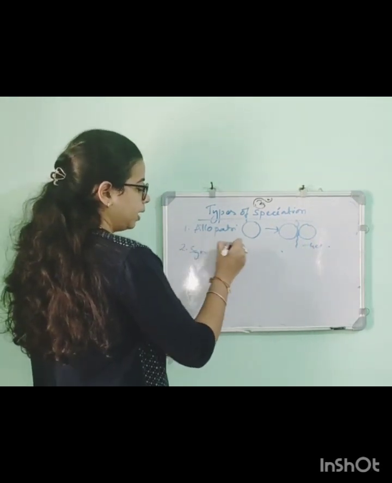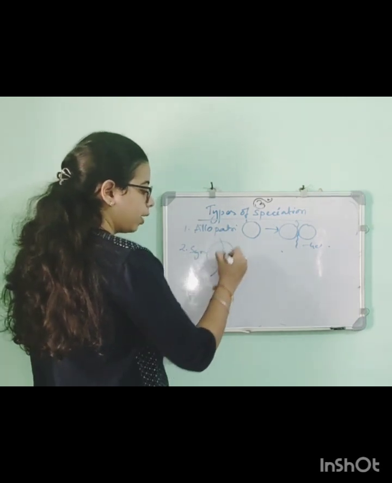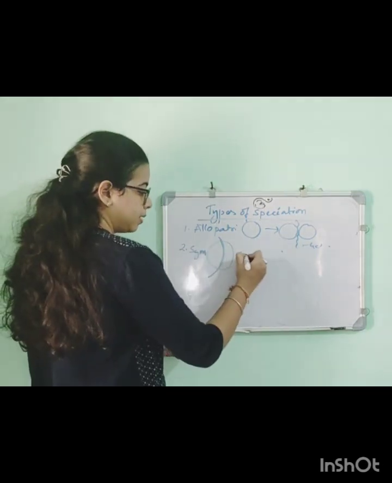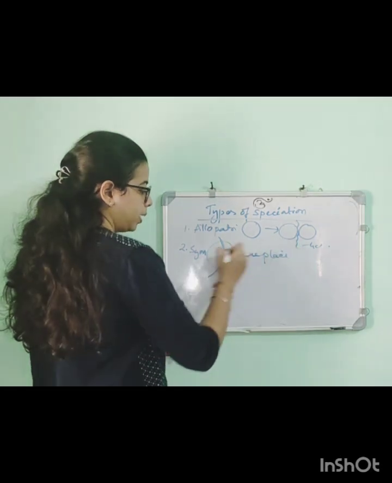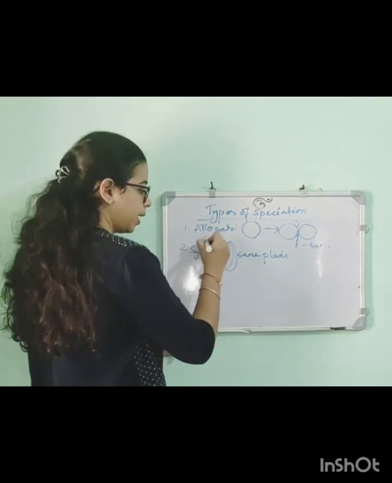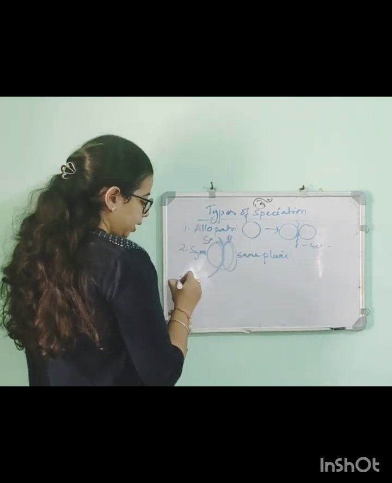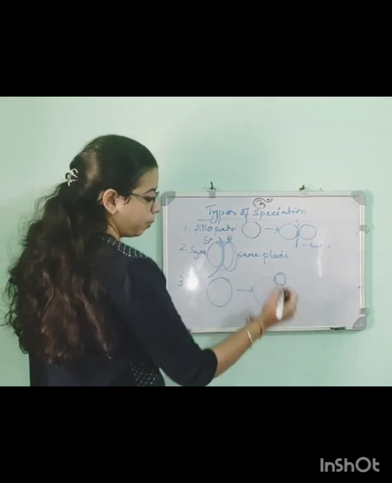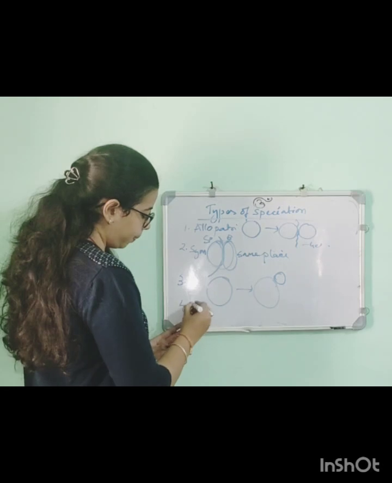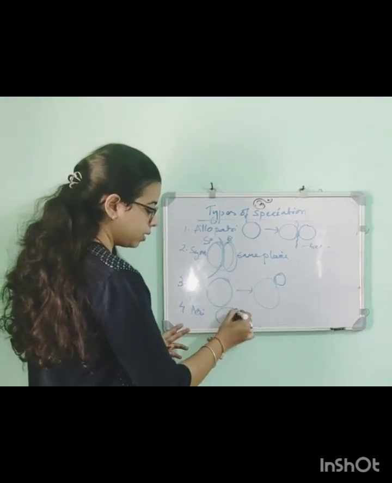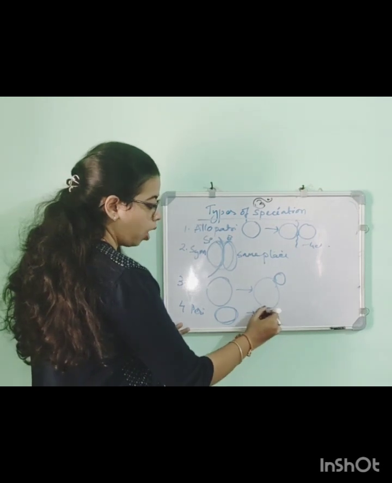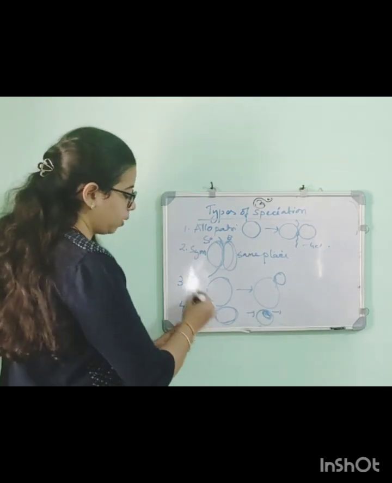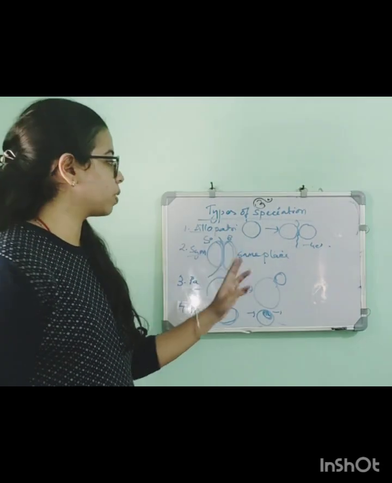Second, sympatric: living in the same place but isolated. Sympatric, same place. Remember the words same place. Species A, species B. Then what is parapatric? This is the parent population. Beside the parent population, if a new population is formed, this is known as parapatric. And peripatric: due to pollution or certain things, living in the same population, but in a small corner, a new population is formed. That is known as peripatric. So these are the four types of speciation.